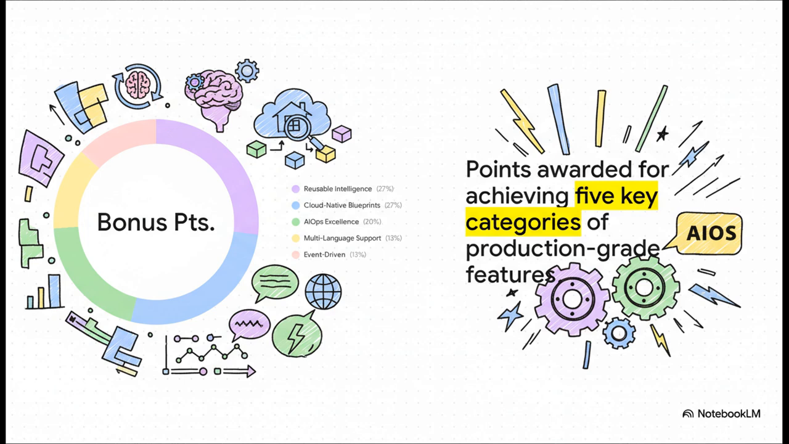So where did all those points come from? They were spread across these 5 key areas you see here. Things like event-driven architecture, powerful cloud blueprints. But we're going to zoom in on the 2 most futuristic of them all, AIOps and reusable intelligence.